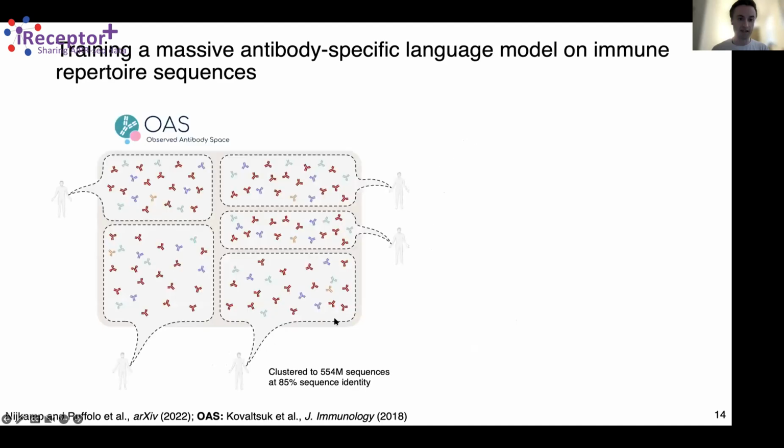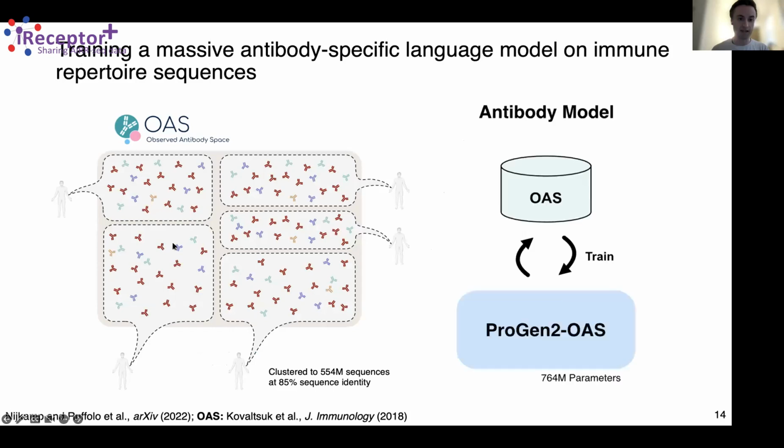Coming back to antibodies a little bit, we've also trained a similar model on the Observed Antibody Space database. Here we've taken this data set and clustered it down a little bit just to remove redundancy within the sequences. After clustering this down, we have about 500 million sequences. We've used this to train a model called ProGen2 OAS that has 764 million parameters. As far as I know, this is the largest model trained on OAS data.